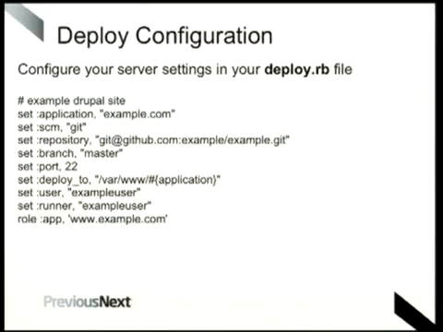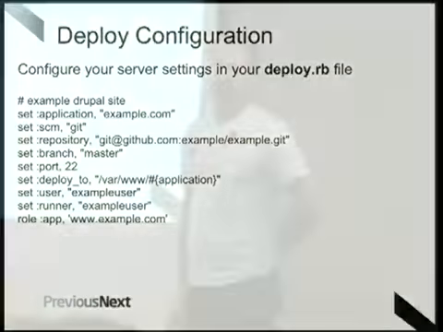And then set user and runner are really just used for who to, the user is basically who we're going to log in. Sorry, no. The user is who owns the files when we deploy, and the runner is who's running the application. So it could be the user that, say, Apache is running under, that kind of thing. And the last one is the role.